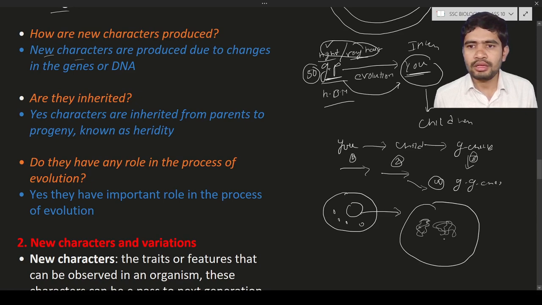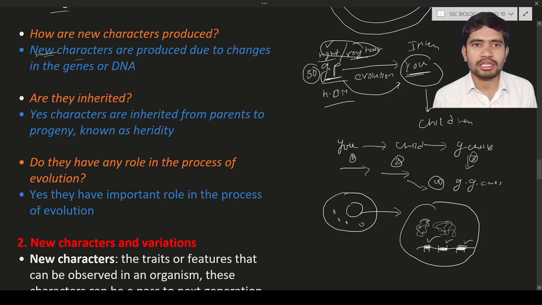This DNA has some segments or regions. Let us consider this is a DNA, a thread-like structure. This part may be a gene, this part may be a gene, or this part may be a gene. In these genes, there will be some changes going on. Such changes cause evolution, or new characteristics. So these new characters are formed due to changes in the DNA or changes in these genes.